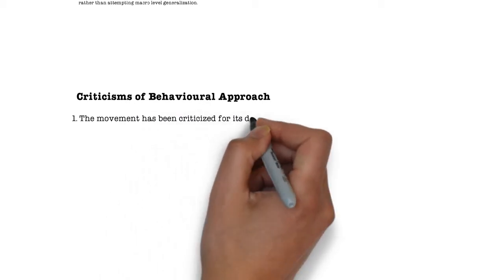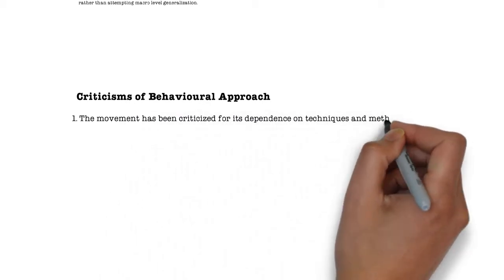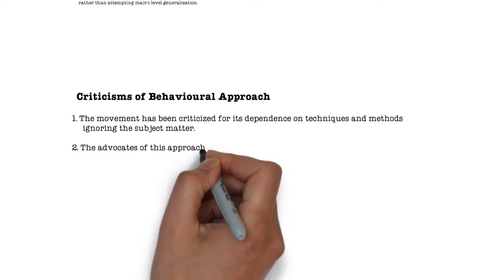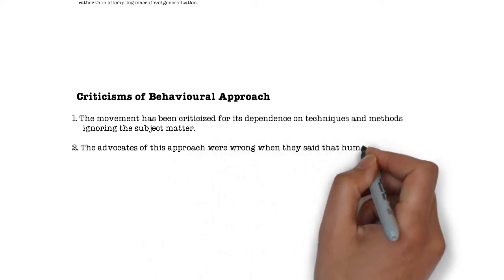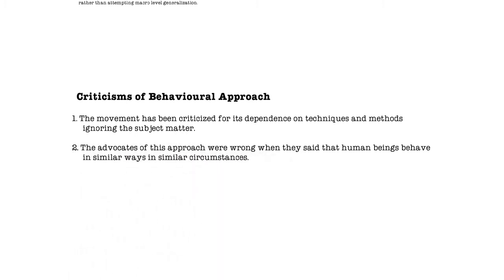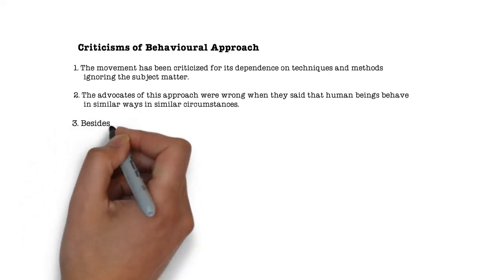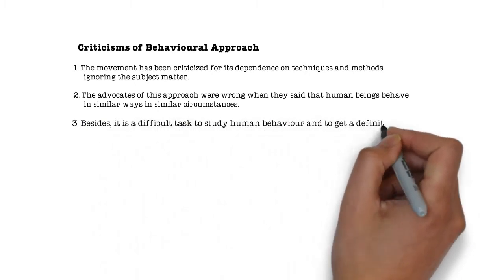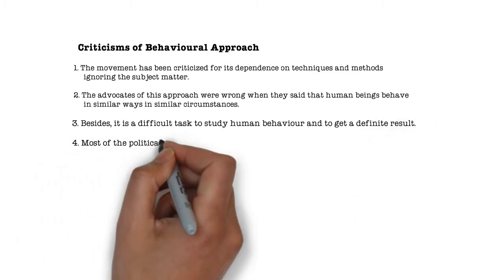Number 1. The movement has been criticized for its dependence on techniques and methods ignoring the subject matter. Number 2. The advocates of this approach were wrong when they said that human beings behave in similar ways in similar circumstances. Number 3. Besides, it is a difficult task to study human behavior and to get a definite result.